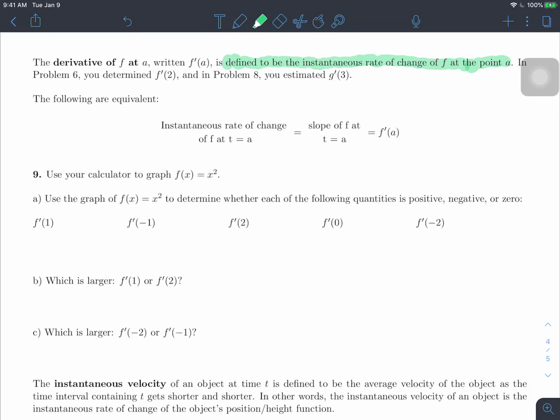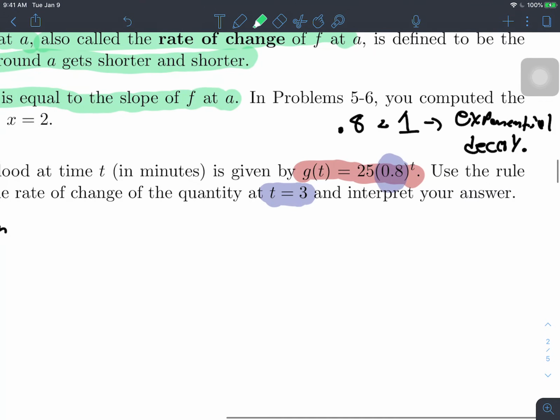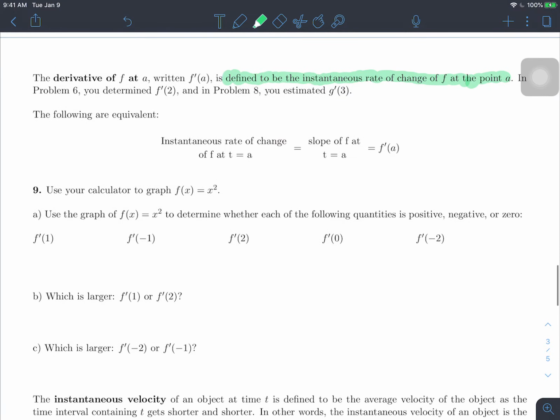Okay, so what we just did was compute the derivative of g of t equals 25 times 0.8 to the power t. We computed the derivative of that function at t equals 3. Okay? So, all of these things are equivalent. We can say the instantaneous rate of change of f at t equals a, or the slope of f at t equals a, or f prime of a, or the rate of change of f at a. All of those things mean the same thing. I'll put a parenthesis around this instantaneous here because we don't always write that.